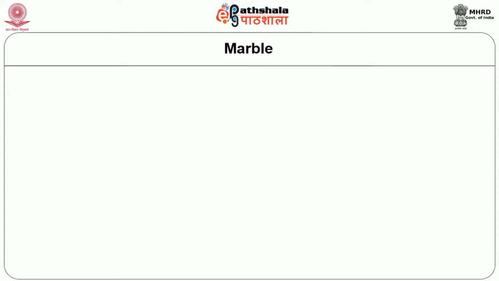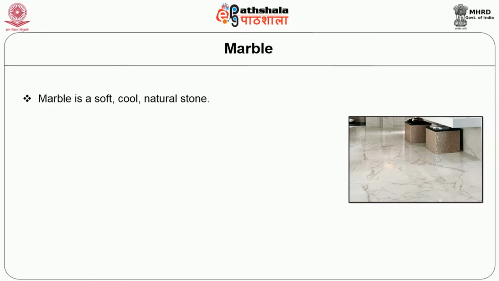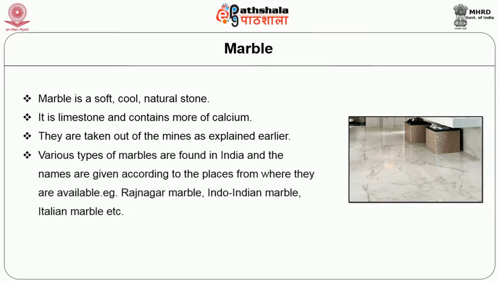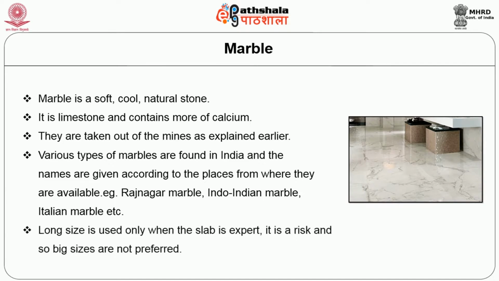We'll look into the next material, marble, which is a soft, cool, natural stone. It is a limestone, and it consists mostly of calcium. They are taken out of the mines as explained earlier. Various types of marble are found in India, and the names are given according to the places from where they originate. For example, we have Rajnagar marble, Indo-Italian marble, Italian marble and so on. Long sizes are risky to transport, so big sizes are not always preferred.